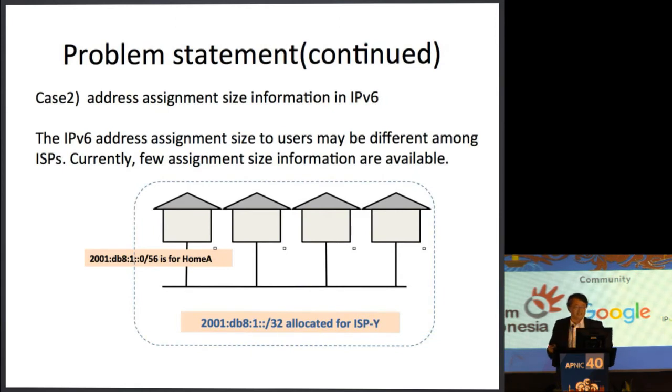The second case is address assignment size information in IPv6. As you know, the IPv6 address assignment size to users may be different among ISPs. Currently, there is no information about the address assignment size. So this is an assignment by /56 case, but if we don't have the assignment size information, we cannot filter the individual users. So in some cases, the network operator filters out the full address range. Okay, this is the problem statement.